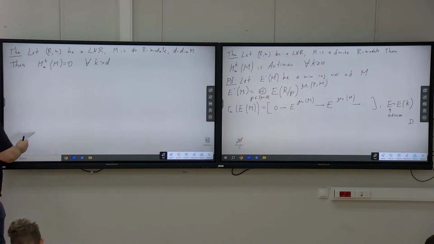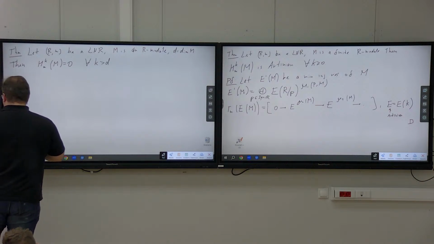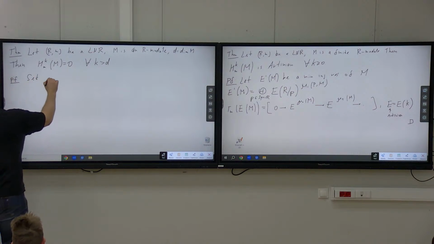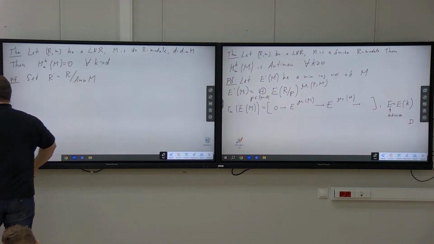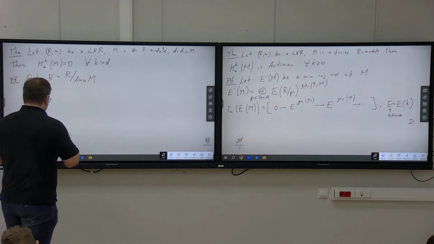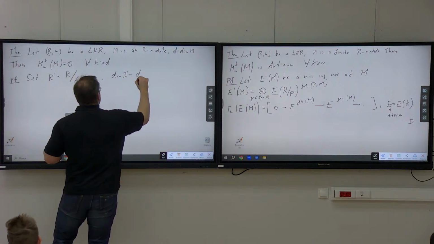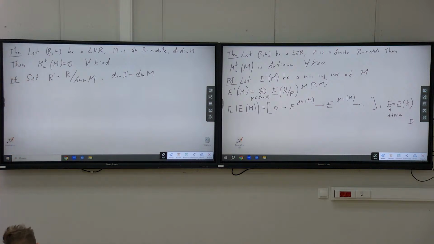I think it more or less follows from what we already know about Čech complexes, stabilized Čech complexes. So proof. Well, first of all, we can set R' to be R modulo the annihilator of this given module. Now over R', this is a faithful module, and the dimension of R' is equal to the dimension of M. So using the independence of the base, we can go from the ring R to the ring R'.